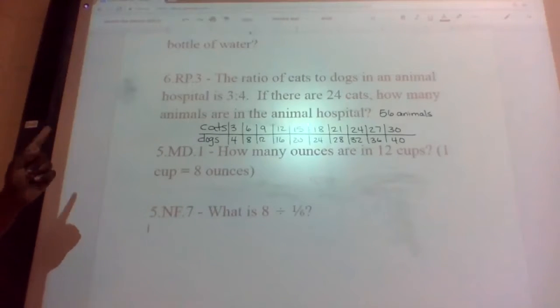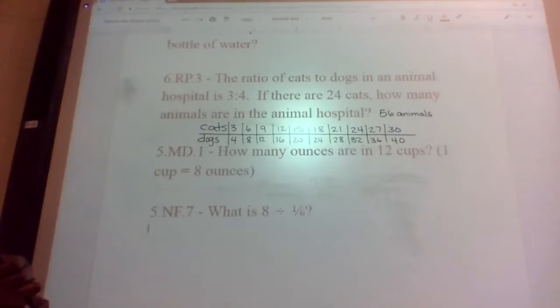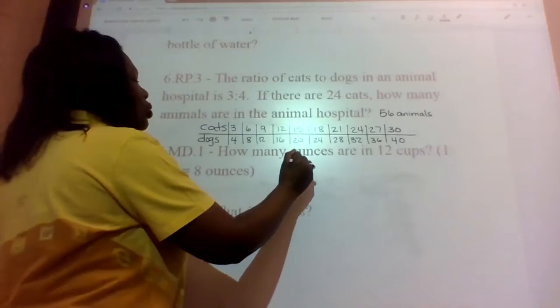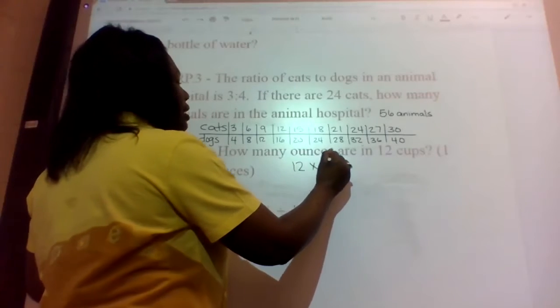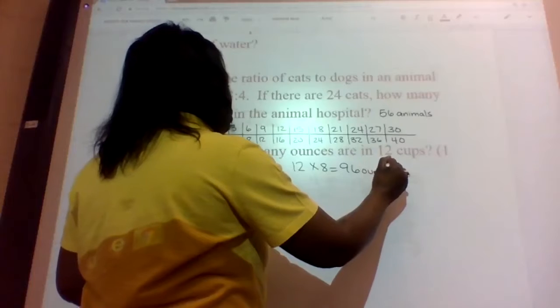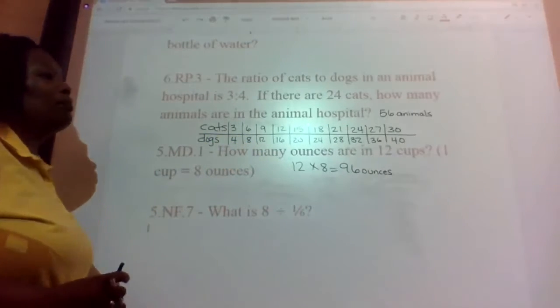Number 4. How many ounces are in 12 cups? It's 96. So what would we do? Multiply. 12 times 8. 12 times 8 equals 96. 96 ounces. All right.